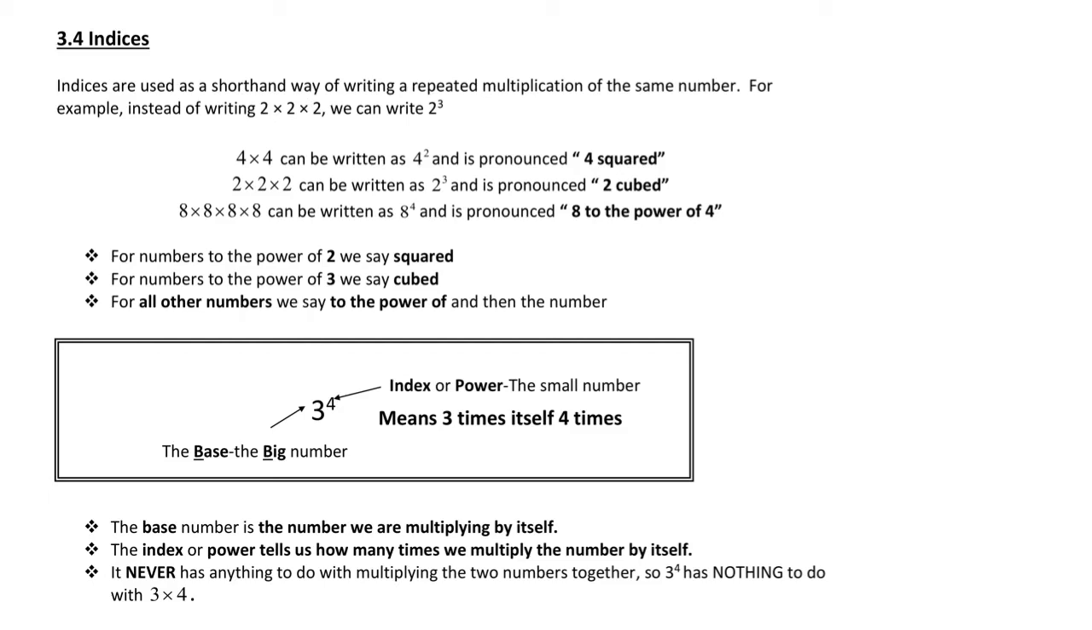Indices. Indices are a shorthand way of writing a repeated multiplication of the same number. So instead of writing 2 times 2 times 2, we can write it as 2 to the power of 3 or 2 cubed. So 4 times 4 can be written as 4 to the power of 2 or 4 squared. 2 times 2 times 2 is 2 cubed or 2 to the power of 3.